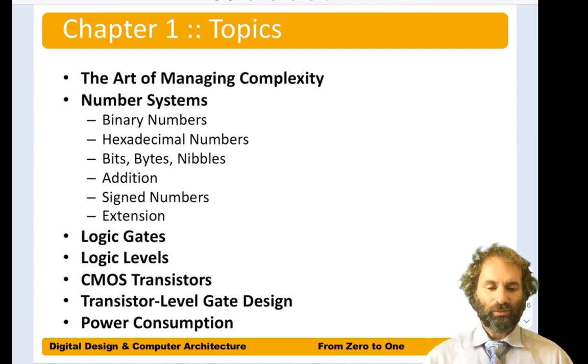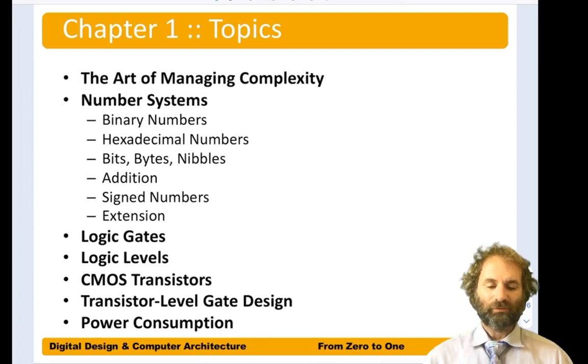Now that we've got 0 and 1, we'll talk about logic gates, which are components that take zeros and ones in and put zeros and ones out and perform some function. We'll talk about logic levels, which are a way of mapping the continuous space of voltage into the discrete space of zeros and ones.